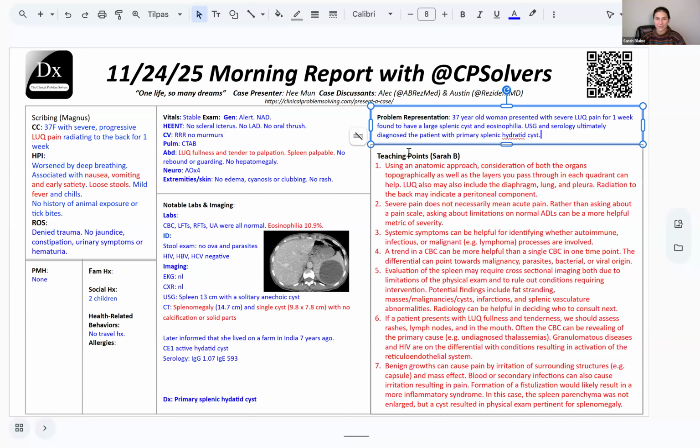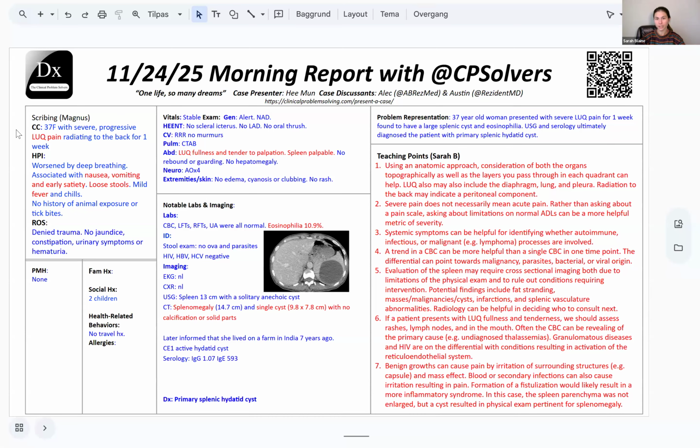All right. So on this case, we started by using an anatomic approach, considering both organs topographically as well as the layers you pass through in each quadrant to figure out what's going on in abdominal pain. The left upper quadrant can also include the diaphragm, the lungs, and the pleura. And radiation to the back can indicate a peritoneal component. We also talked about the fact that severe pain does not necessarily mean acute pain. And rather than asking about pain on a scale, it can be helpful to ask about limitations to normal ADLs to figure out a metric of severity.